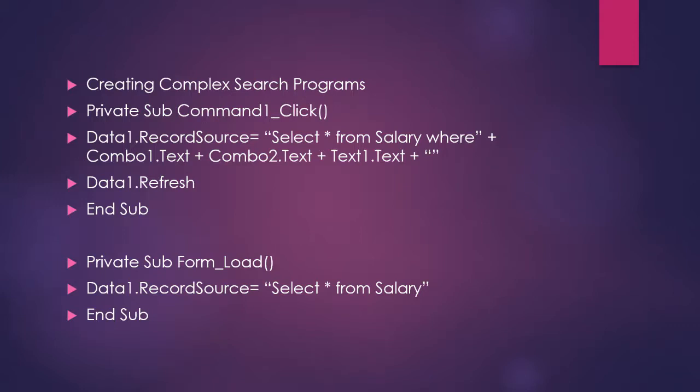combo1.text plus combo2.text plus text1.text. Now here combo1.text is the combo box from which any of the fields added in the list can be selected, and combo2.text is the combo box in which the user can select the operator, that is, can give the particular condition. And text1 is basically the text box used to specify the value.